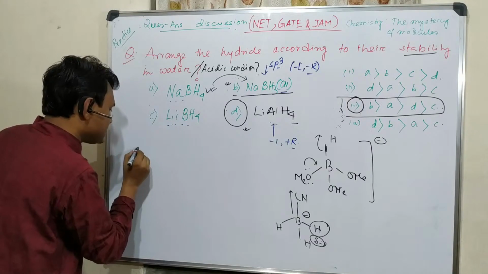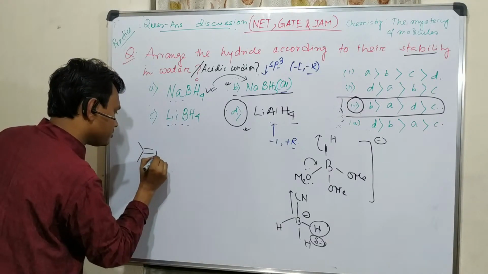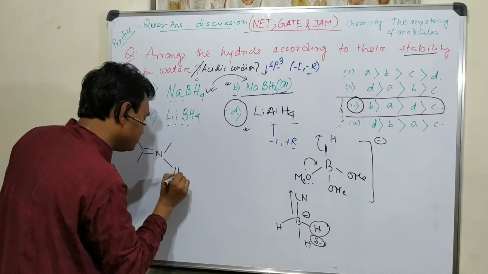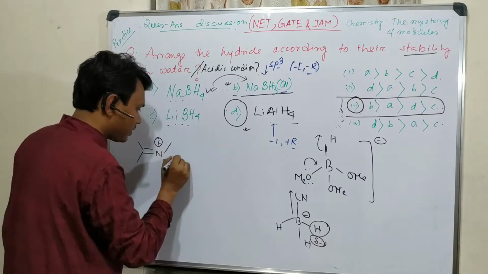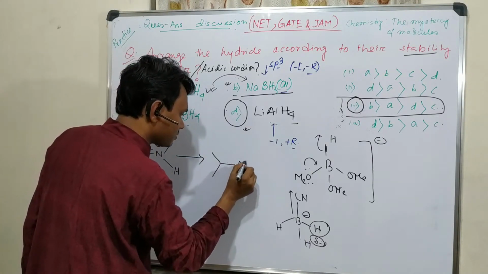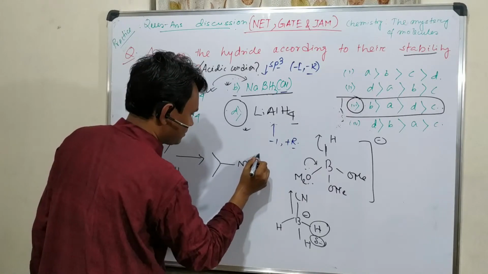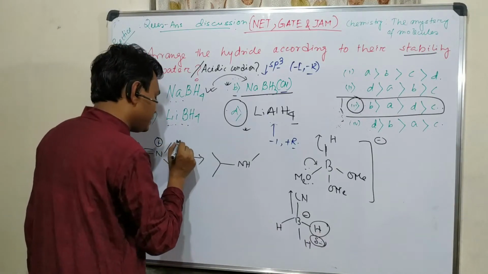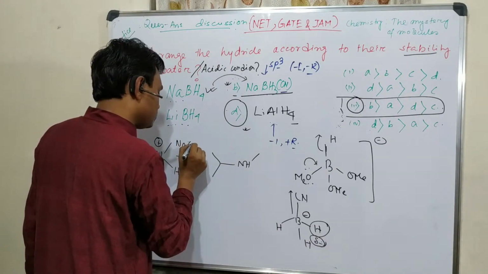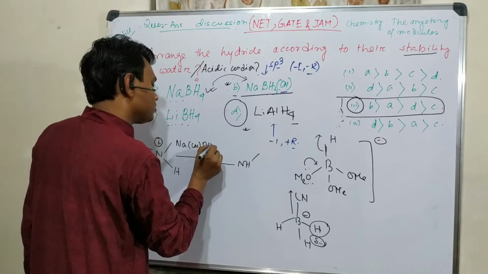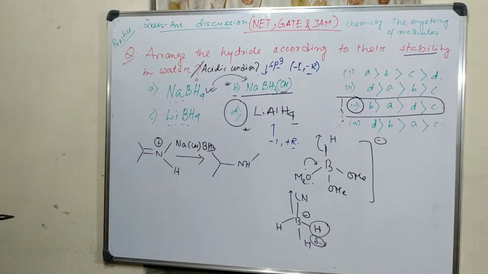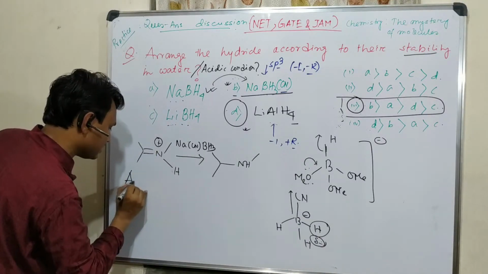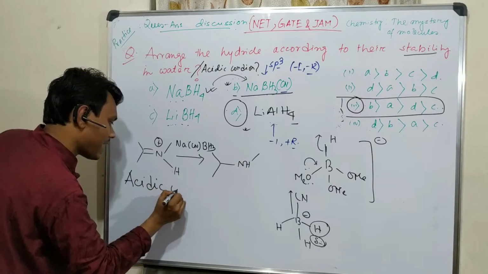Where? For example, imine, reductive amination. Reductive amination happens, and this imine is reduced to amine. So this reductive amination happens very efficiently by this sodium cyanoborohydride. And this imine is formed under acidic condition, so it is prepared under acidic condition.